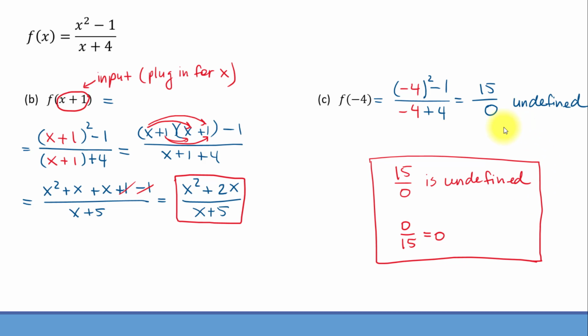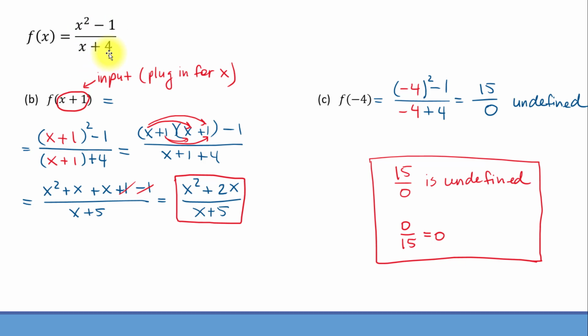Going back to our answer, let's think what it means. So we're trying to evaluate f of negative 4. In other words, we're trying to find an output for the input negative 4, and we didn't find it. The result was undefined. So that means that for this function, input negative 4 does not produce an output, and therefore we cannot use this number as an input. And the reason this happened is because, well, negative 4 created 0 in the denominator.